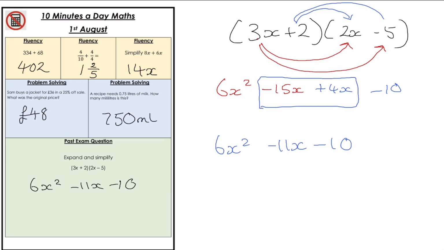So here we have the first day done. Hopefully you got 6 out of 6. If you didn't, which one did you get wrong? If so, have a look at practicing some of those skills by going on Dr Frost or Sparks Maths or whatever scheme your school uses to help you.